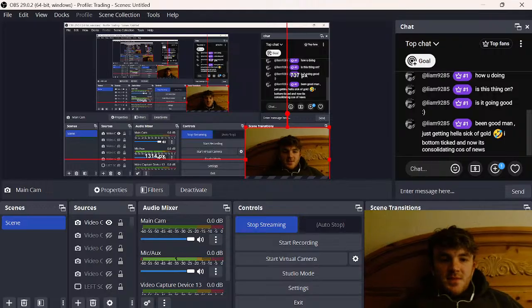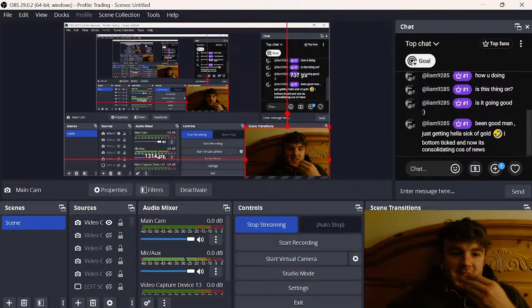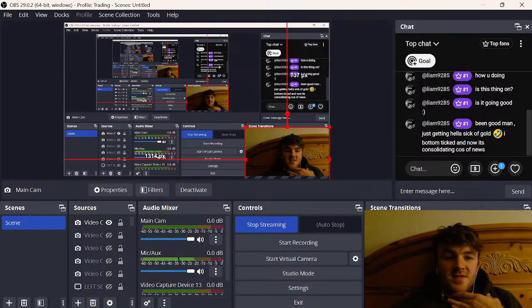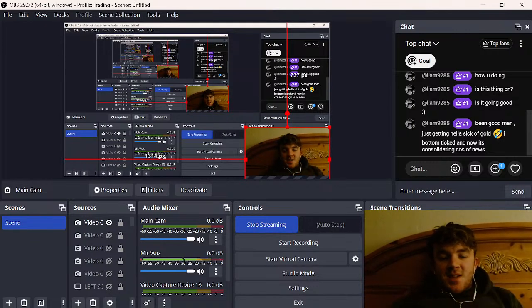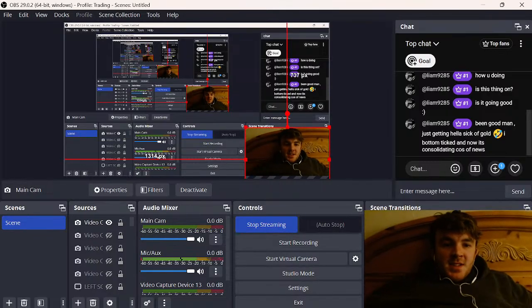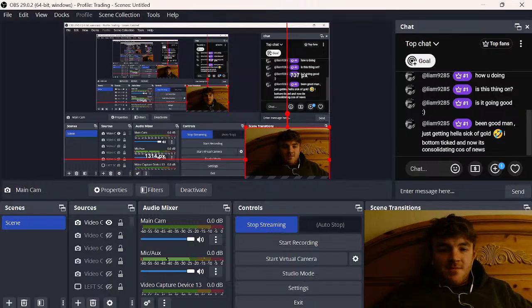It's going good. Been good, just getting sick of gold. I bottom ticked and now it's consolidating because of news. Gold's been acting crazy as of lately. So if you're used to a certain kind of price action, I bet it's kind of weird right now. It's going crazy. But that's good. Different market conditions. You gotta adapt. You gotta keep learning. Not much else to say other than that. Just keep adapting, keep learning, keep sharpening that edge.